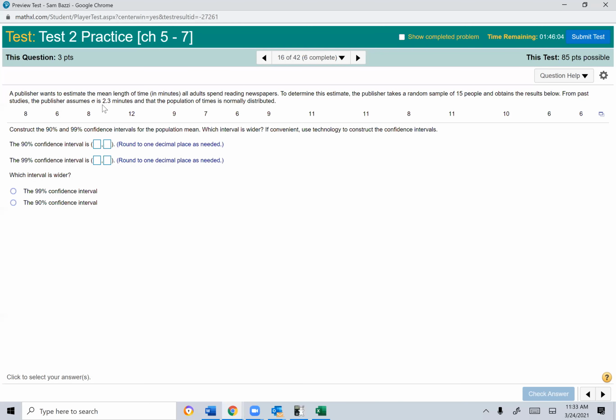A publisher wants to estimate the mean length of time in minutes for adults spent reading. To determine the estimate, the publisher takes a random sample of 15 people and obtains the results below. From past study, the publisher assumes... What does it say here, guys? Do you guys agree with me? It gives us sigma here. You see the sigma is 2.3. So what interval do we use here?